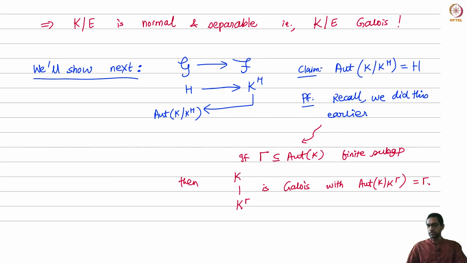So now just apply this proposition to H, that's all. So take gamma equals H, and what it shows exactly is that if I take automorphisms of K over KH, then that's exactly the group H that we started with. Okay, so this is done. So that proves the second half of the Galois correspondence, or the fundamental theorem of Galois theory. So that finishes the proof.